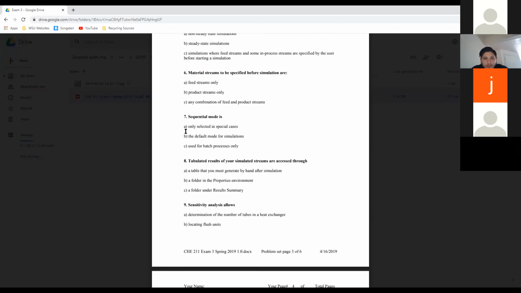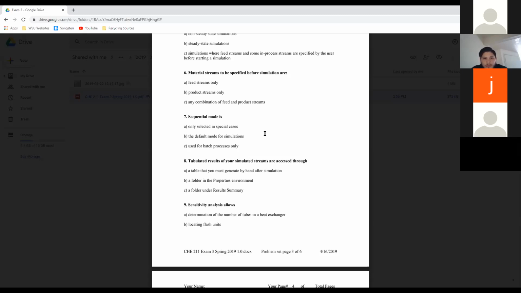Sequential mode is only selected in special cases. The default mode for simulations is used in batch processes only. This is actually the default. So remember, we have really 2 modes: sequential modular and equation oriented. Sequential modular is the best if you specify your feeds and the operating conditions for all your blocks, because it will basically solve 1 block, then the next, then the next, as we continue down the list.